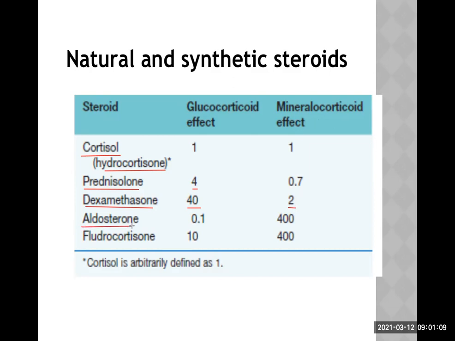Aldosterone is a mineralocorticoid, so glucocorticoid activity is almost nil, whereas mineralocorticoid activity is 400 in comparison to cortisol. So see this. Fludrocortisone is the synthetic form of mineralocorticoid. So glucocorticoid activity is 10 times and mineralocorticoid activity is again 400. So this is a good practical slide to remember, and sometimes your teacher may ask you which is the most potent corticosteroid from the list. This will help you.